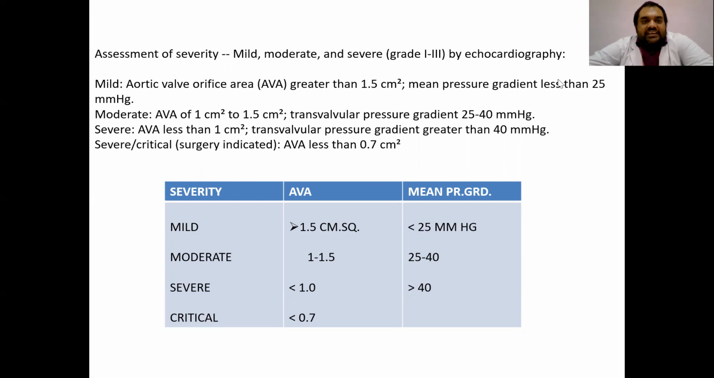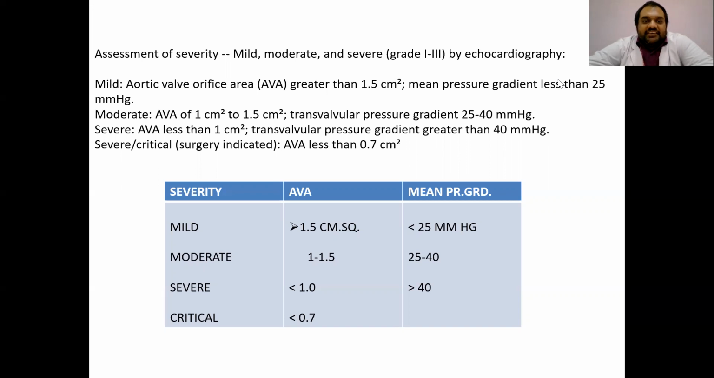Severe: AVA, or aortic valve area, less than 1 centimeter square, transvalvular pressure gradient greater than 40 millimeter of mercury. Severe or critical, surgery indicated: AVA is less than 0.7 centimeter square.